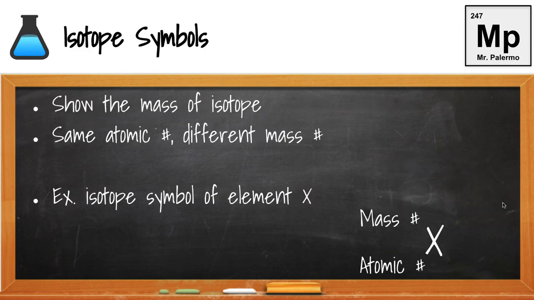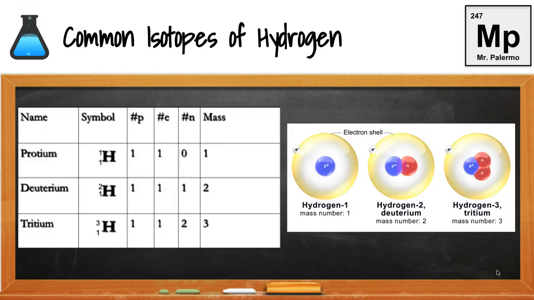And so we use isotope symbols to show the different mass numbers we have for the different isotopes. So we put the symbol in the center, like on our periodic table, the mass number in the upper left-hand corner, which is the protons plus the neutrons, and the atomic number, which is the number of protons, in the bottom left-hand corner. So let's see an example.